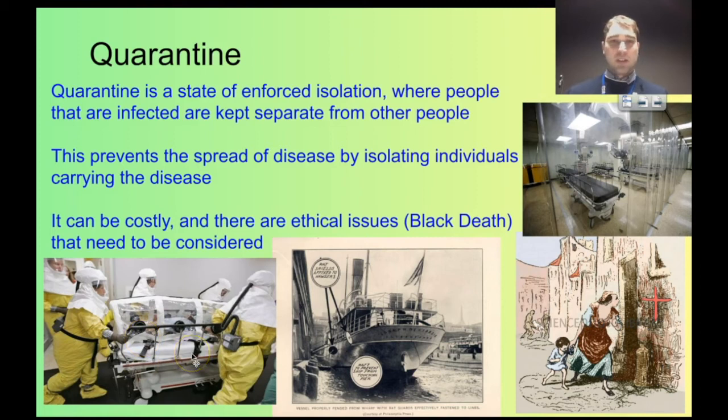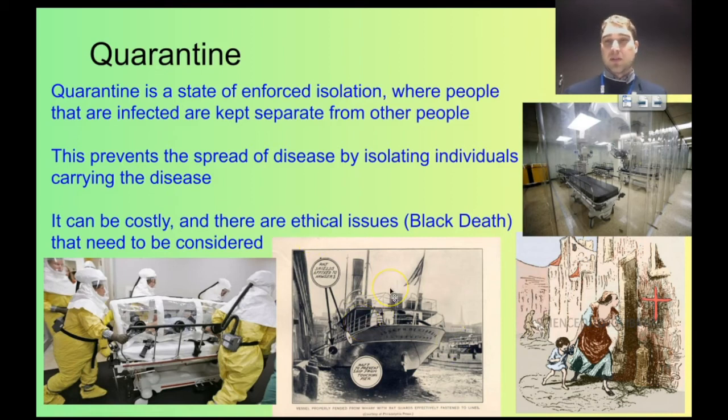There's also ethical issues. So in the past there's been quarantine boats. There's a special flag that indicates quarantine. The word comes from the Latin word for 40, which is how long a ship had to be at sea outside of a port if it was carrying people infected with the plague. So 40 days it had to be out there. Quarantine ships were used for a very long time.